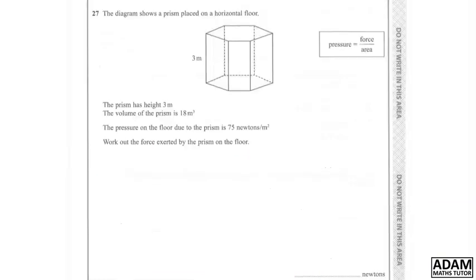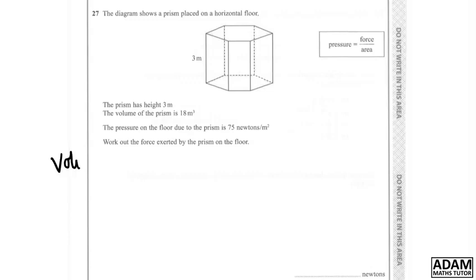Question 27. The diagram shows a prism placed on a horizontal floor. The prism has a height of 3 meters. The volume of the prism is 18 meters cubed. The pressure on the floor due to the prism is 75 newtons per meter squared. Work out the force exerted by the prism on the floor.